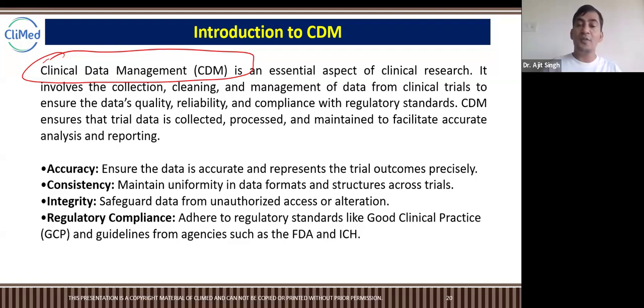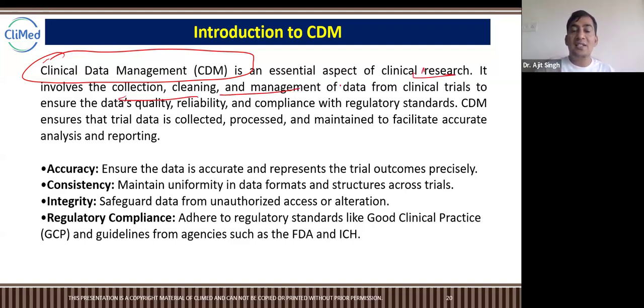The CDM team is involved from the first step, from the designing of the study, the designing of the entire clinical research project, till publication, and even to retrieval or archival. The CDM team even works after the clinical trials in archiving and storing the data, right? So CDM is not just someone who works on the data; CDM works from the first phase to the last phase. So CDM is definitely an essential part of clinical research.